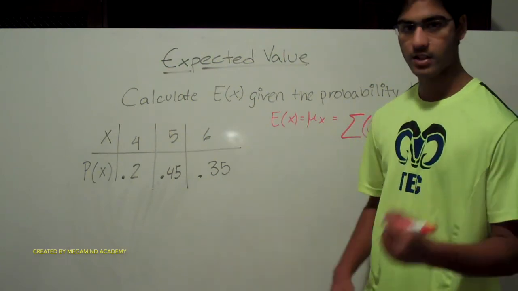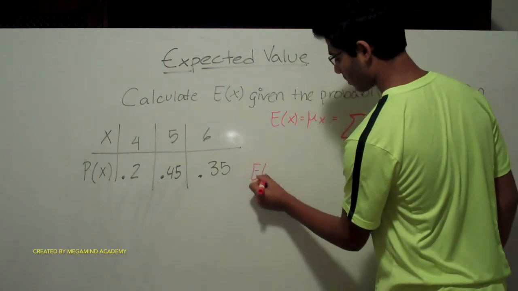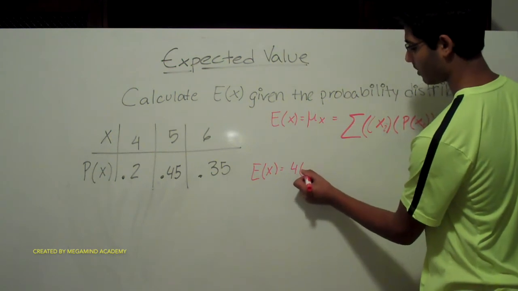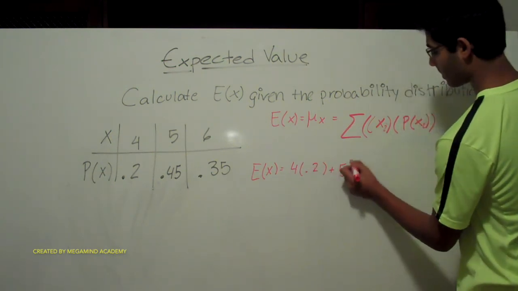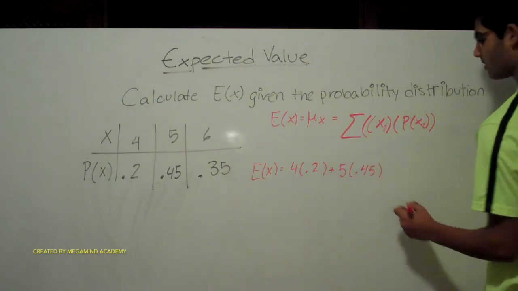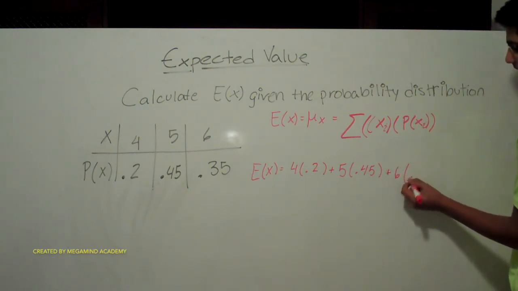So let's do that for this problem. So we have E of X. E of X would be equal to 4 times 0.2, plus 5 times 0.45, plus 6 times 0.35.